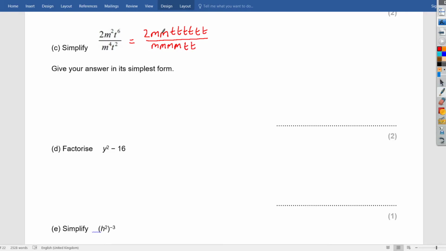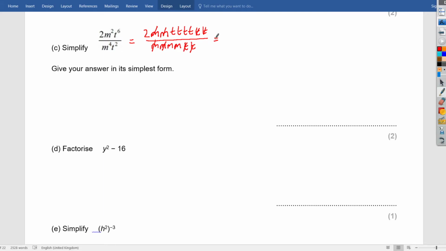Now note I haven't put a times sign between them because I don't want to confuse it with another letter x. And also you should know that anything next to each other, if there's no symbol there, then they are being multiplied. Okay, you also should know that anything divided by itself is 1. So m divided by m is going to go because it's 1. M divided by m, that's going to be 1. T divided by t, that's 1. And t divided by t is 1.